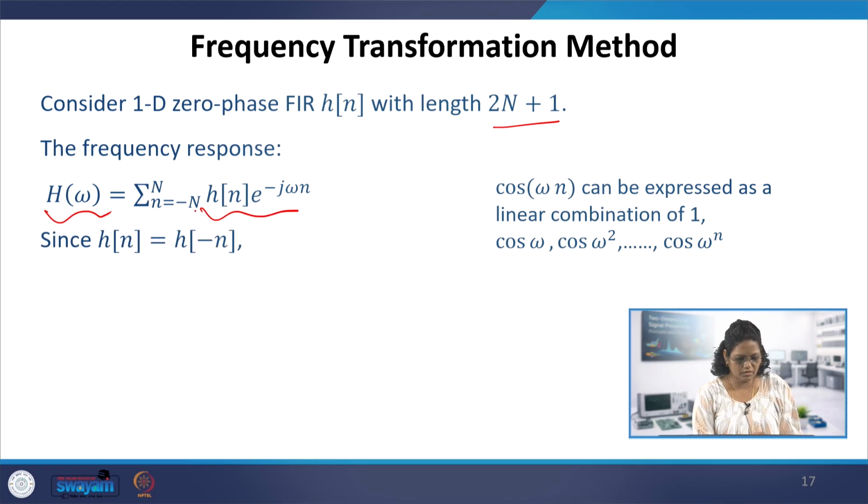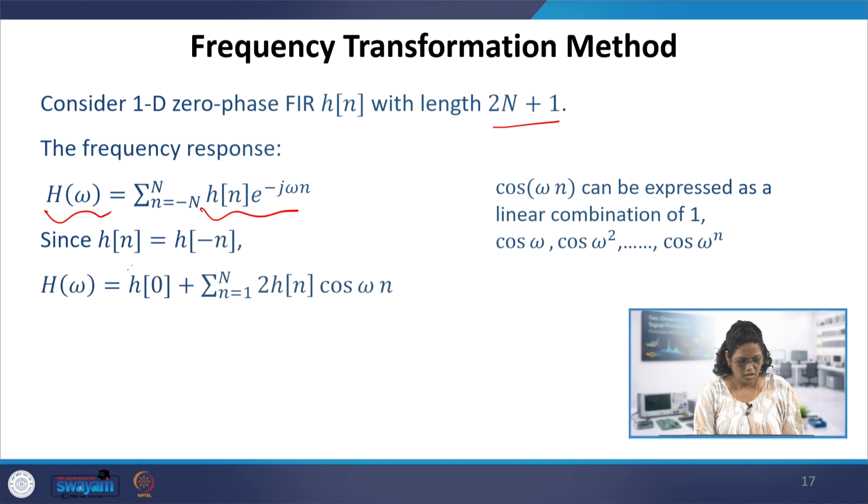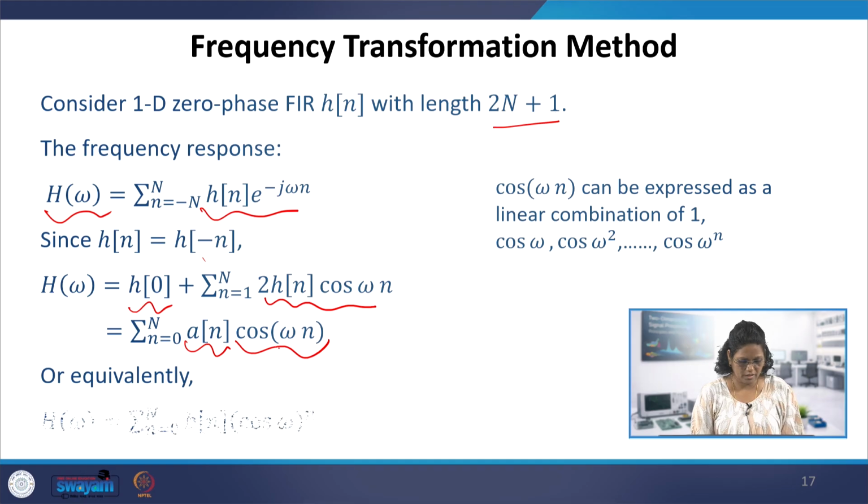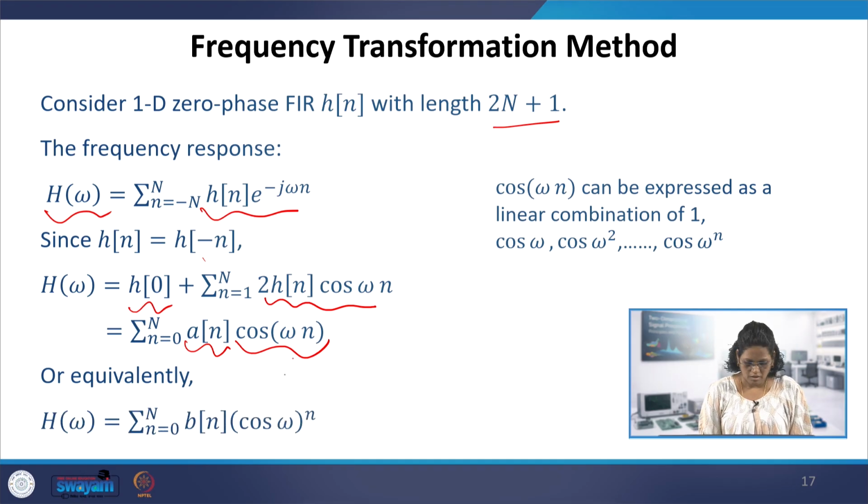If symmetry is applied, H of n equals H of minus n for a linear phase filter, then this function can be written with the n equals 0 term separated, and the rest, from 1 to N, being 2 H of n cos omega n. This can also be simplified as a sum from n equals 0 to N of all these coefficients together, e of n cos omega n. This can be further simplified, but to get the transformation function we can write it in terms of cos omega power n.